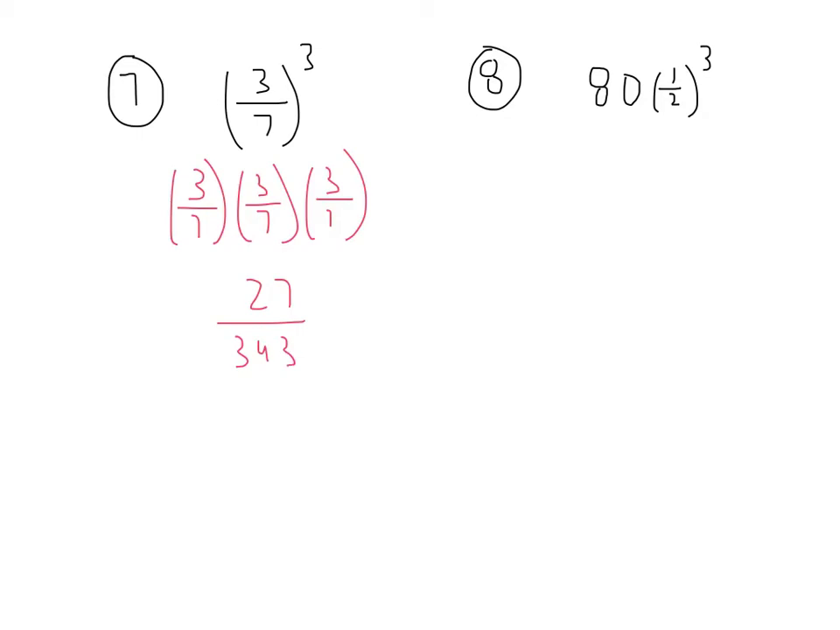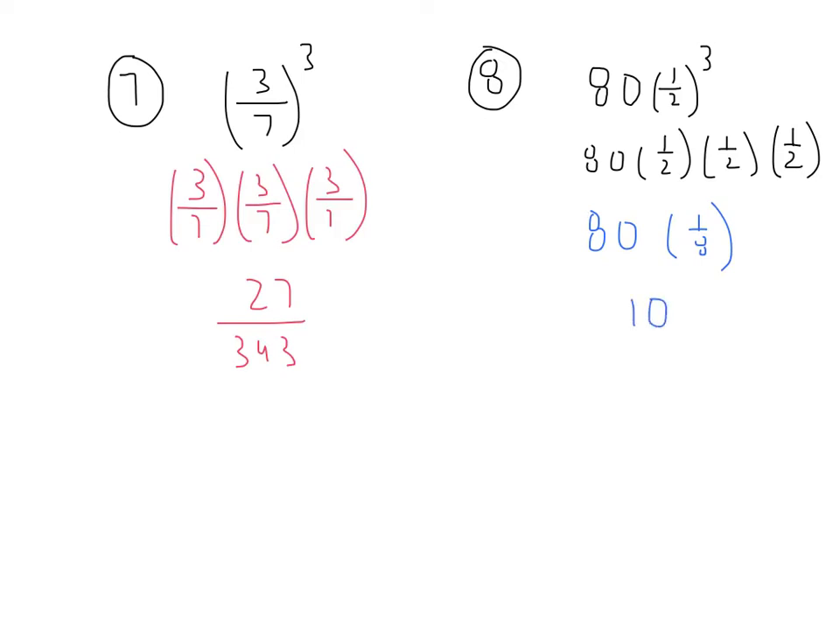What does this one mean? 80 times 1/2 cubed. Well, that means 80 times 1/2 times 1/2 times 1/2. And it doesn't matter what order you multiply these in. 80 times 1/2 is 40, times 1/2 is 20, times 1/2 is 10. Or you could think of it this way. This is 80 times 1/2 times 1/2 times 1/2, and 1/2 times 1/2 times 1/2 is 1/8. And then 80 times 1/8 is 10.